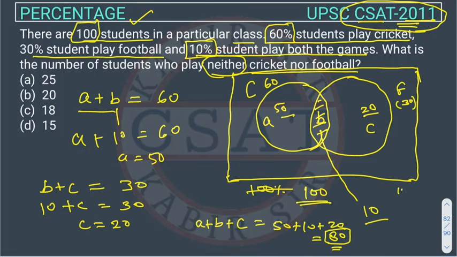So we can subtract 80 from 100, right? So it will come to 20. So there are 20 students who are not playing any games. So the answer will be option B, right? I hope everyone understood this.